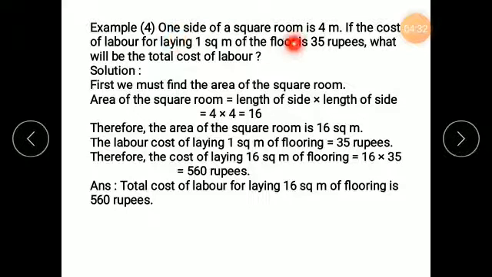One side of a square room is 4 meter. See, square shape कौन सा है? Square है. साइड कितनी है? 4 मीटर है. See the first statement of the question, one side of a square is 4 meter, so all sides will be 4 meter.